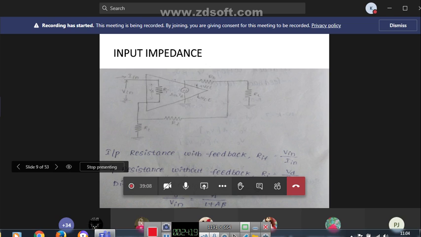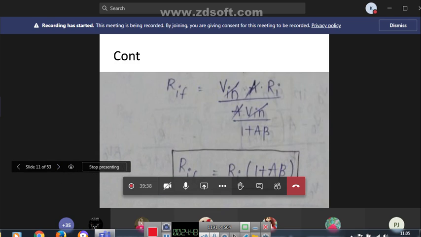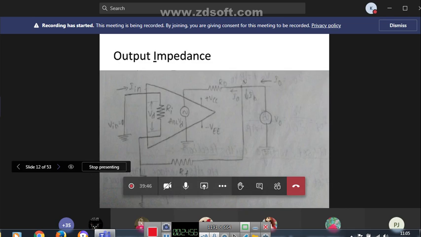So RIF equal to Vin by Iin, and RI equal to VD by Iin. So from this we will get RIF equal to Vin by VD by RI. And VD equal to V0 by A. So substitute this VD and substitute V0 in the RIF equation. Then finally we will get RIF equal to RI into 1 plus A beta. Okay. So next, output impedance.